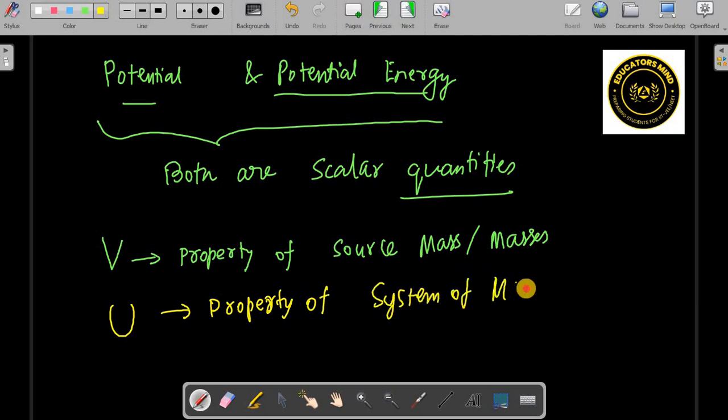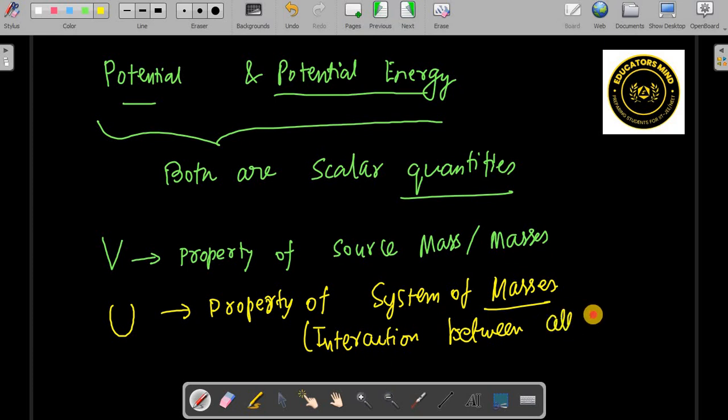System of masses means there will be many masses, and it is an interaction between all those masses, right? Now let's take an example. How do we calculate? And the unit of this potential, as we can see, is joule per kg, right? And potential energy is of course energy, which is joule, the SI unit.